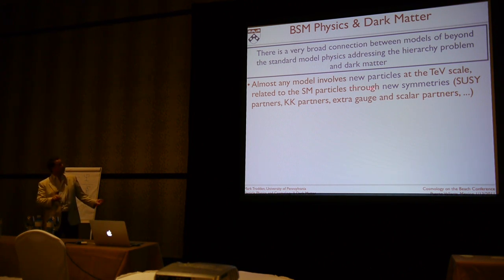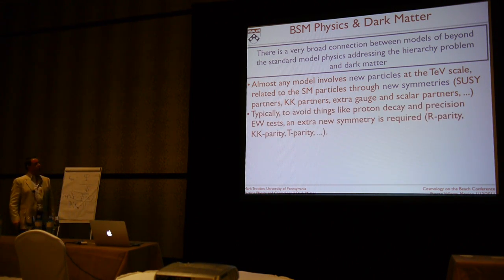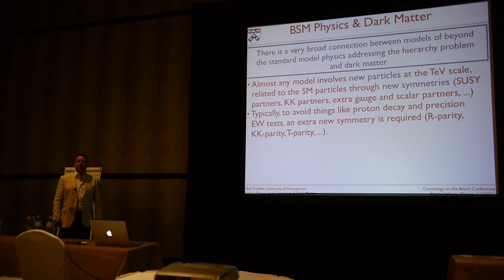So, for example, in the case of SUSY, you have the superpartners. In the case of extra dimensions, you have the Kaluza-Klein partners. In other approaches, there are extra gauge and scalar fields, etc. Now, typically, anytime you introduce new physics at the TeV scale, although it's very nice to tackle the hierarchy problem, I already told you that the Electroweak model is beautifully tested. Any new physics is going to try to screw that up. In fact, worse than that, it's going to help the proton decay, if you're not careful.